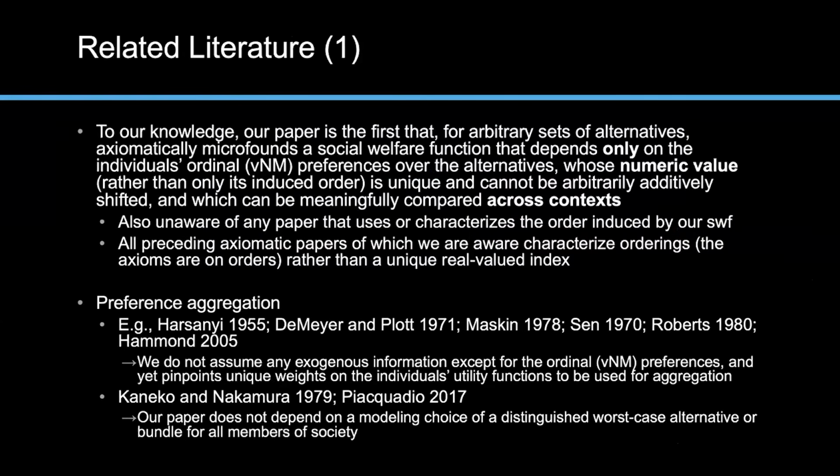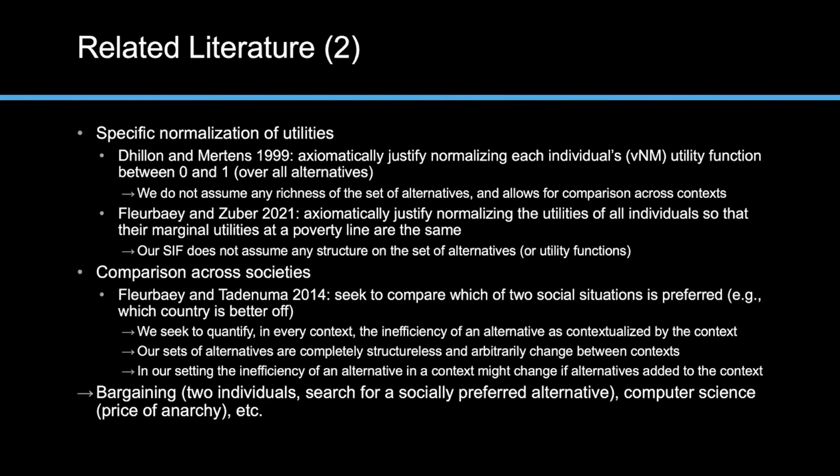I think I'm going to have to skip most of the related literature. There is a lot. It's beautiful. It goes back to the 50s. I'll just say that to our knowledge, our paper is the first that for arbitrary sets of alternatives axiomatically microfounds a social welfare function that depends only on the ordinal VNM preferences over alternatives, whose numeric value rather than induced order is unique and cannot be arbitrarily shifted, and which can be meaningfully compared across contexts. We are also unaware of any paper that uses or characterizes even the order induced by our social welfare function, and more related work.